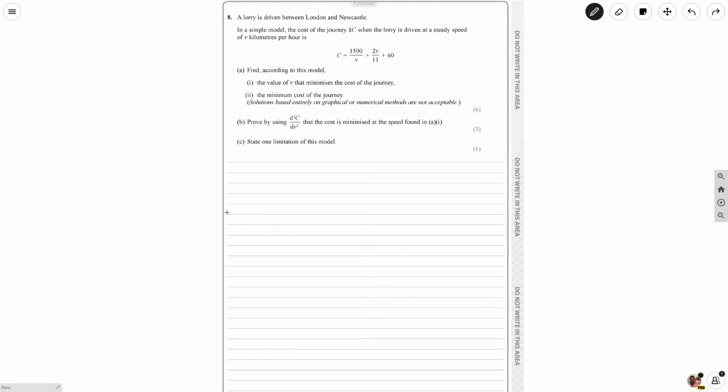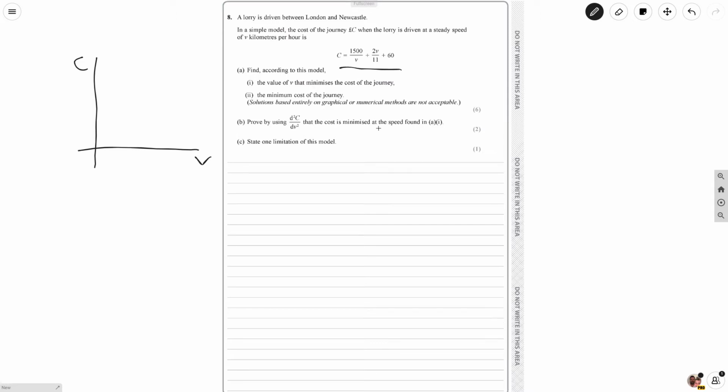So question 8 of the May 2018 AS paper 1 Edexcel. We've got a simple model of a lorry, or the speed. We're plotting the speed of the lorry against the cost of the journey. So speed, or V for velocity here, and a C for cost. So we get some curve.